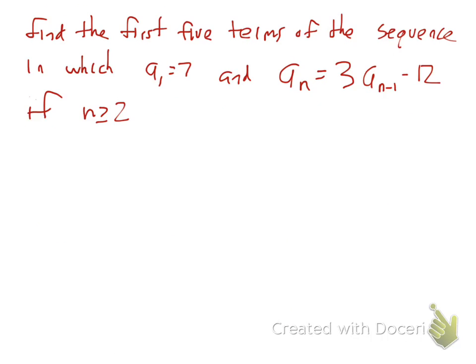Find the first 5 terms of the sequence in which a sub 1 is 7, and you have this formula, a sub n equals 3 times a sub n minus 1 minus 12, if n is greater than or equal to 2. So basically you're starting at 2 and going up. You got the first term, so it wants the first 5 terms.